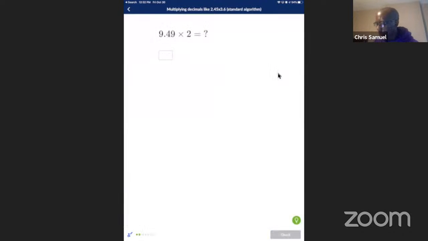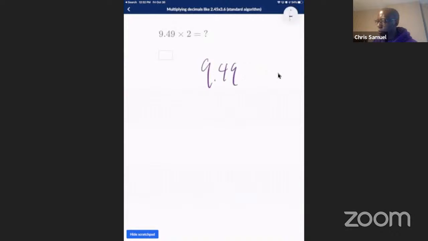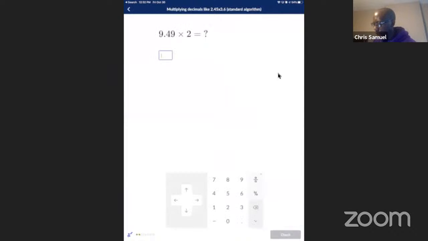Okay, now you have here where we go 9.49, and you have 9.49 times 2. And then this is basically 18.5. And then here's 18 again. It's 18.58. Or we can just say 9.49 times here. We can get the same thing. So 18.48.